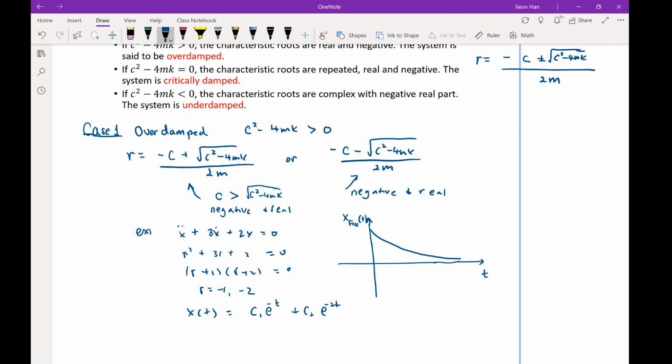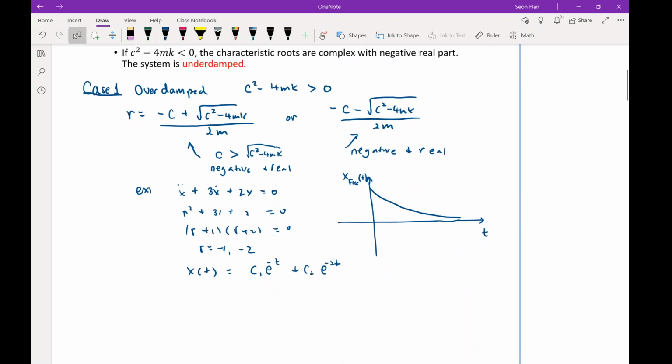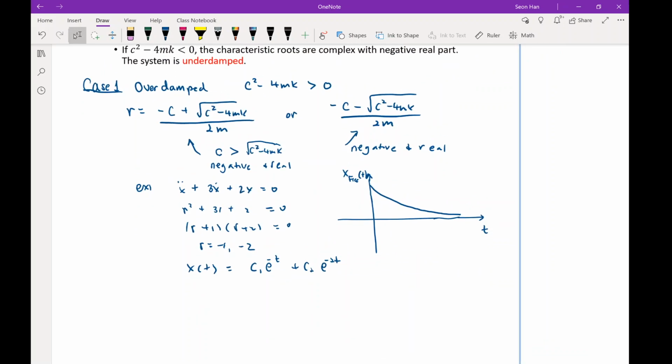Okay, so next. So this was the overdamped case. So remember, overdamped means you have two negative real roots. And then you have both functions being exponentially decaying functions. So let's go to case number 2.